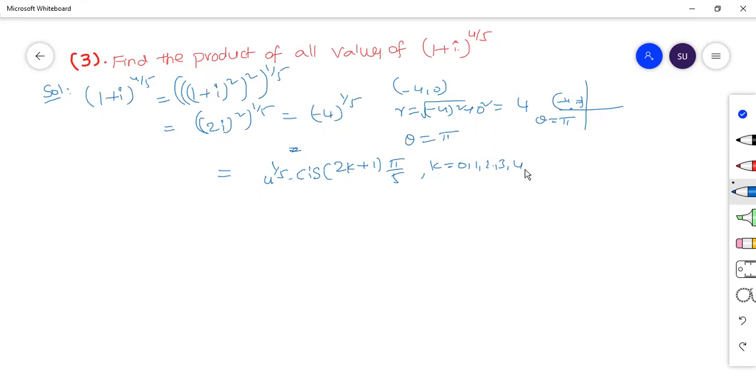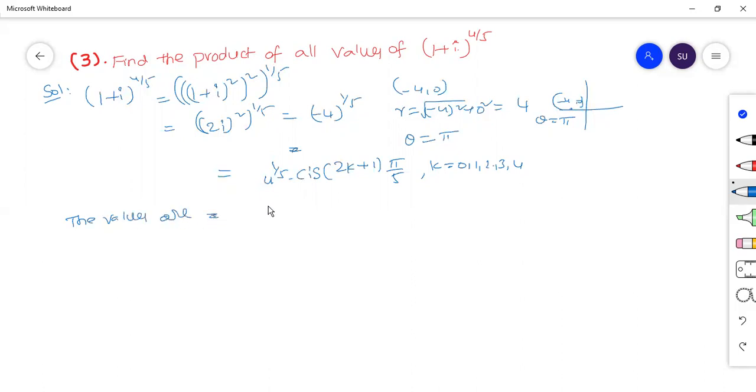Now what we need to find: by substituting these values 0, 1, 2, 3, 4 in place of k, we will get 5 values, right? The product of those values we need to find. First, we will see what the values are.